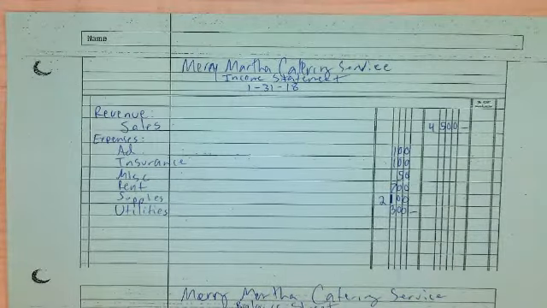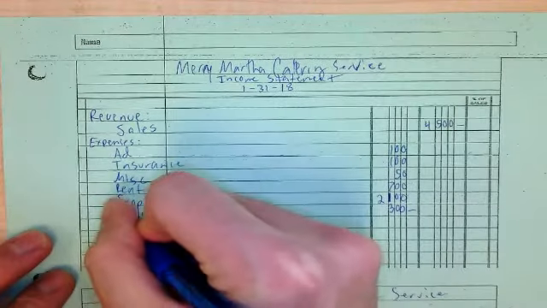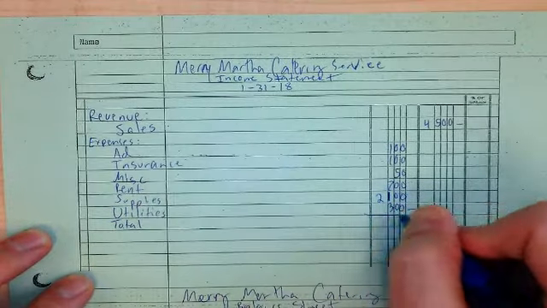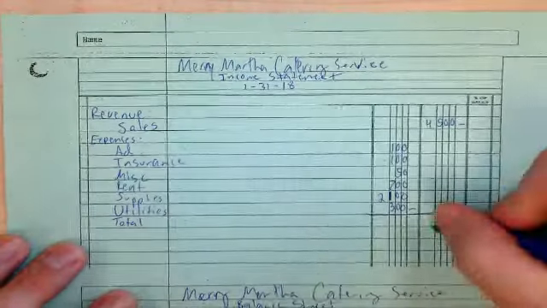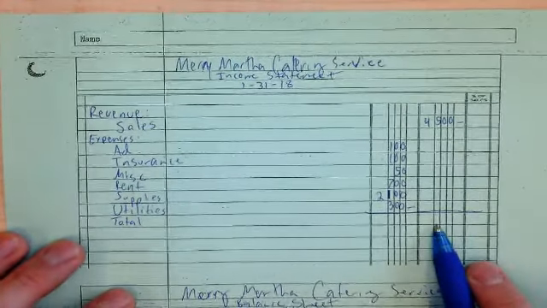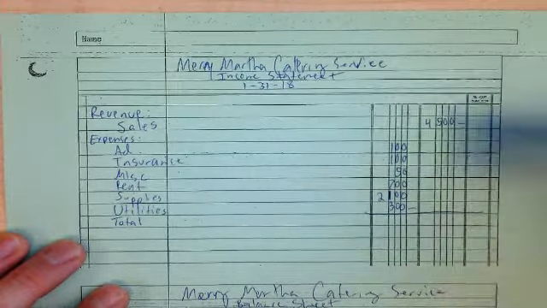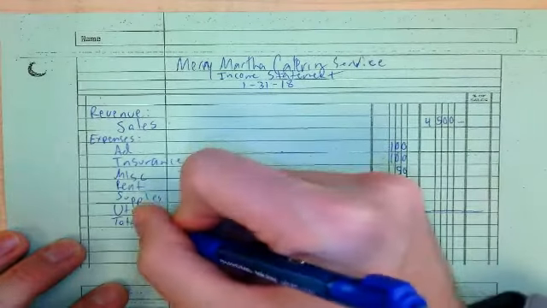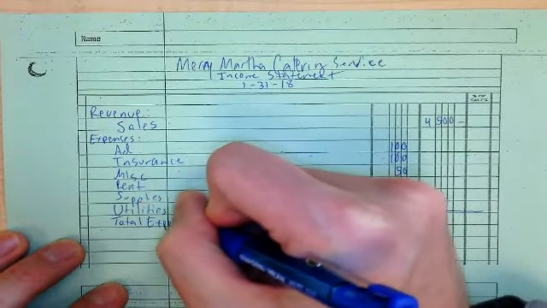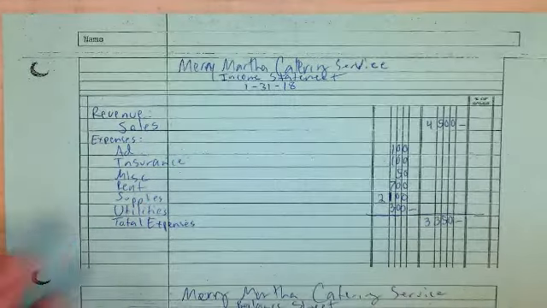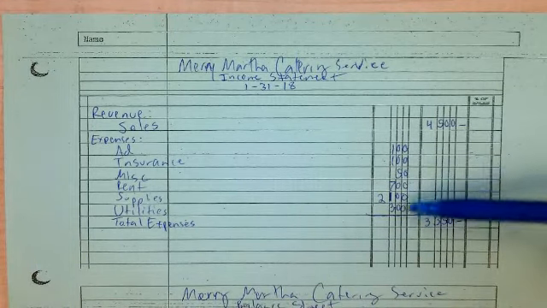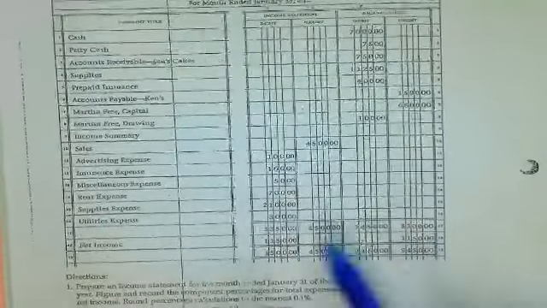So, once you have completed listing your expenses and their balances, you're going to total them up. Somebody tell me what the total expenses are, please. You're going to write 3350 in the final column, the right column. Total expenses 3350.